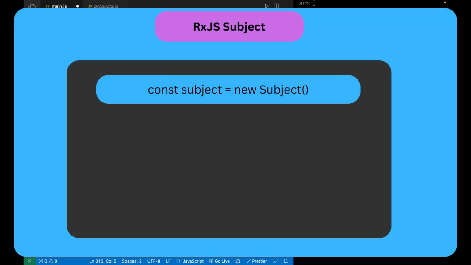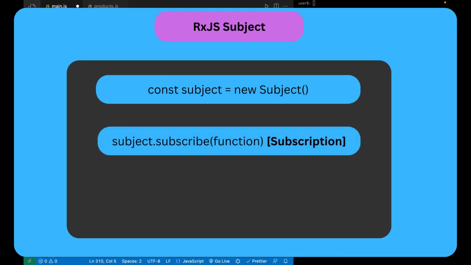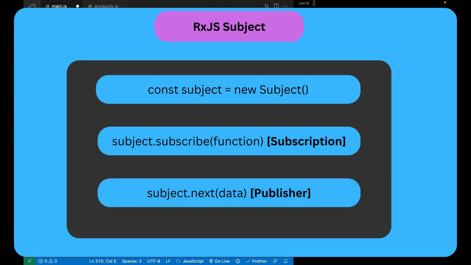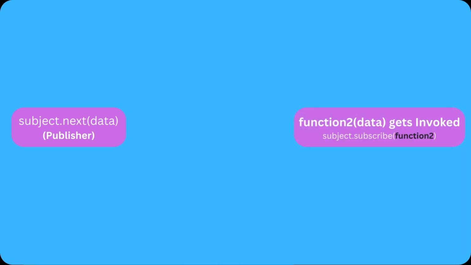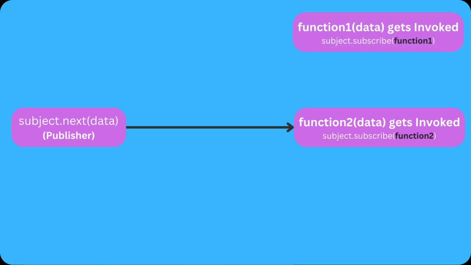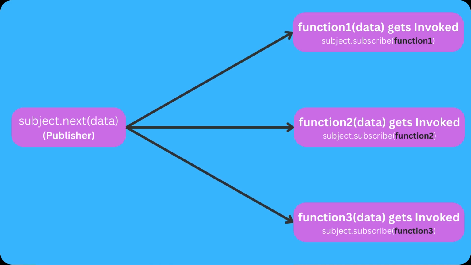We create a new instance of subject, and that instance has two methods to it. First is subscribe, which takes in a function as an argument, and second is next. The functionality of subject is that whenever you push data using the next method, the function that you sent as an argument to the subscribe method gets invoked. So for example, you created an instance of subject in one portion of the code, and then you subscribe to it in another portion of the code. Whenever you call next, that subscribed method would be called.